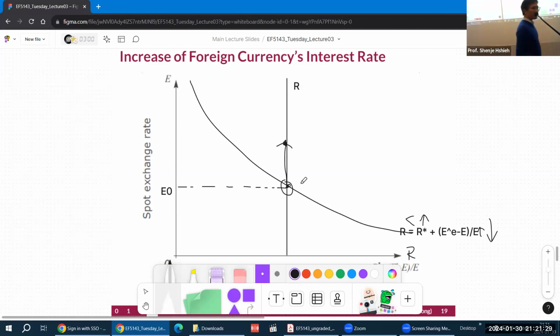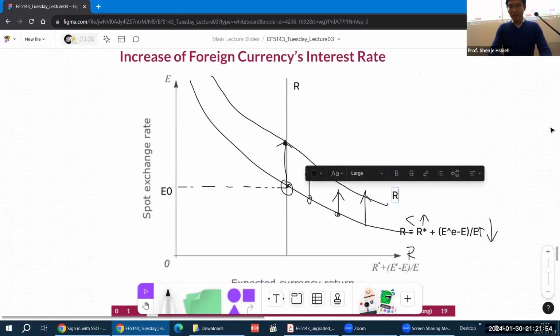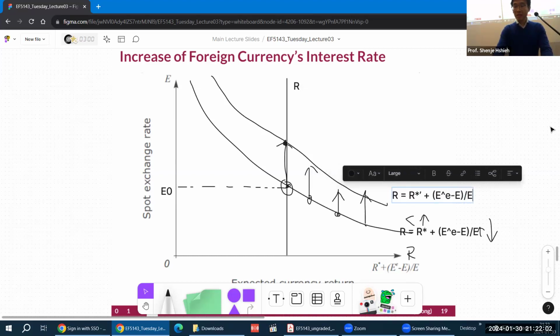But we realized that the choice of the R to begin with was arbitrary, so I can choose any R. No matter what R I choose on the UIP curve, I must have a higher level of E if I decide to increase R star. So the entire UIP curve shifts upward. Our new curve is like this, and the new equation, let's call it R star prime to designate the higher R star value.